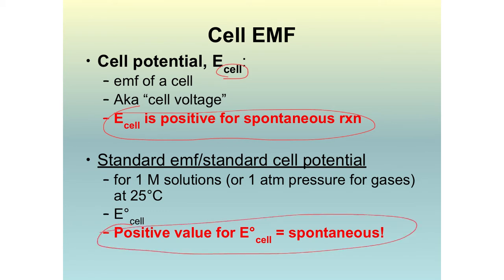If we see this little symbol here, that just means that we're under standard conditions, which standard conditions is 1 molar solutions at 25 degrees Celsius, which is just a touch warmer than room temperature. Or if we had gases, it would be 1 atm of pressure.